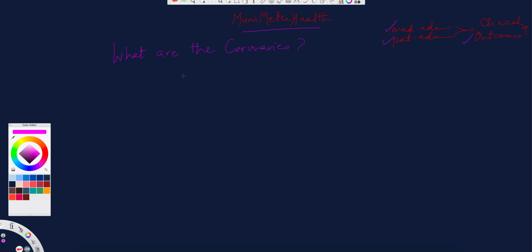Let's very briefly discuss today what are the coronaries. Well, the coronaries are the arterial supply to the heart. Remember, the heart supplies the body, but the heart has its own supply, and that is being provided by the coronary artery supply.